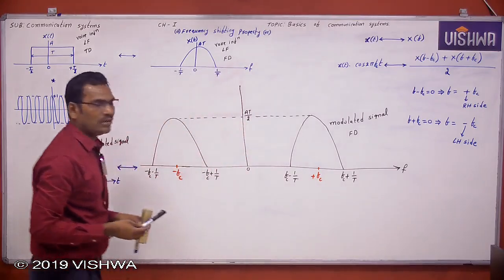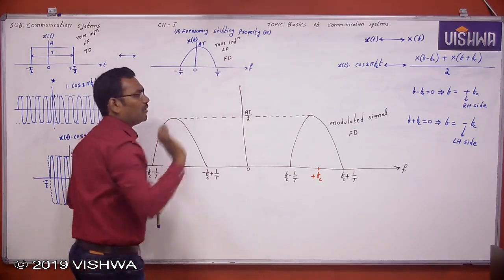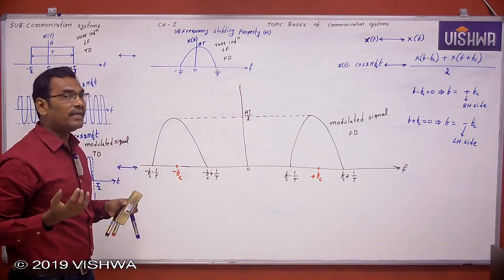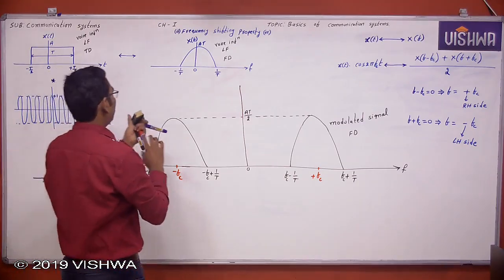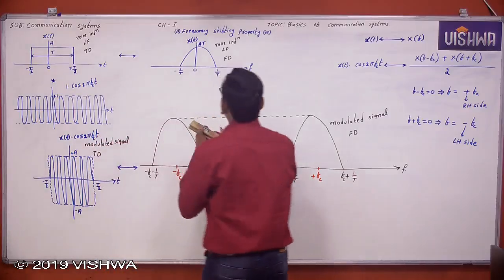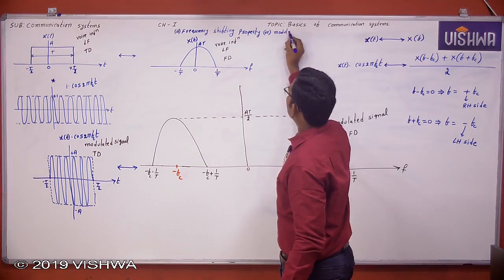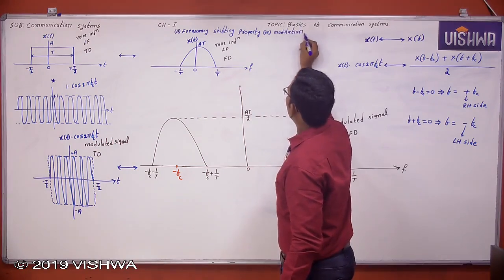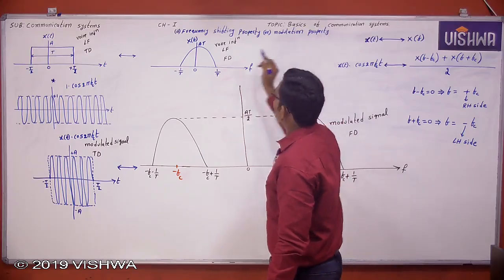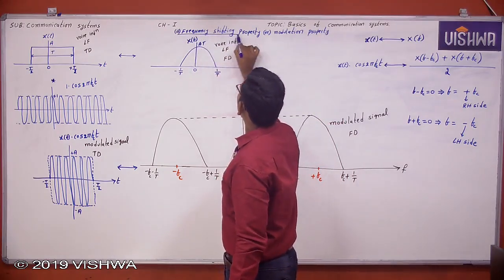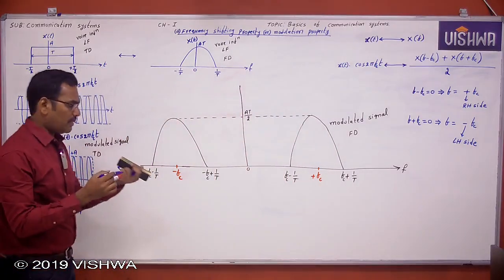This is the modulation. Now, when we are doing the frequency shifting property, what can we understand? We can understand that the modulation is completed. Therefore, this frequency shifting property is also named as modulation property. Very simple concept I am saying here.